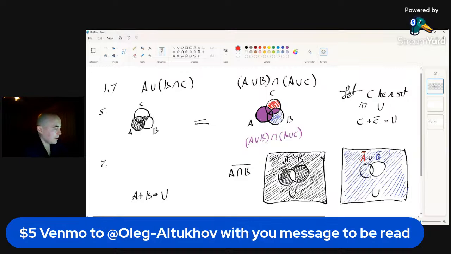Okay, now we're going to go with A, the component of A. So we're not touching A. We don't want none of that A. But we are going to take all that B because it's not in A. Oh yeah, this looks like a De Morgan law.